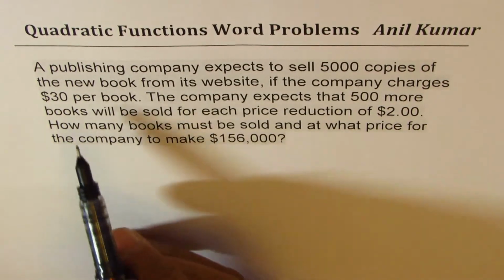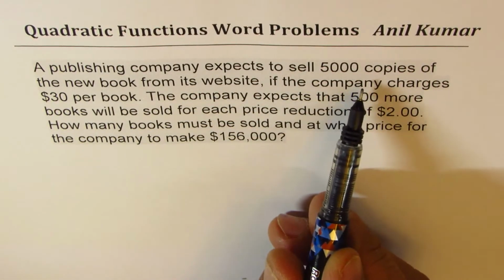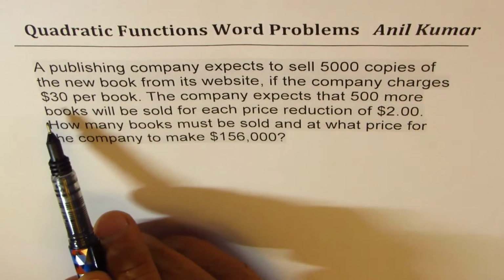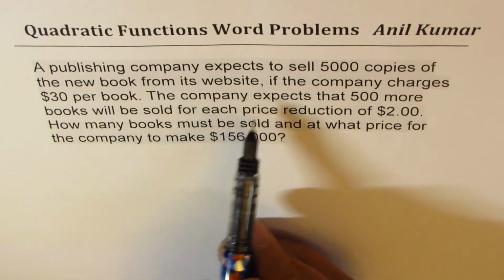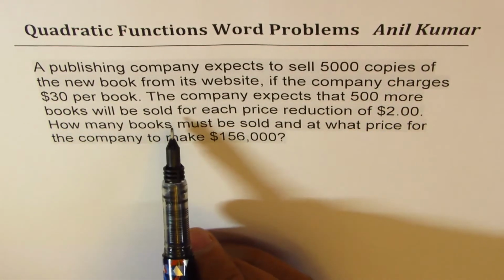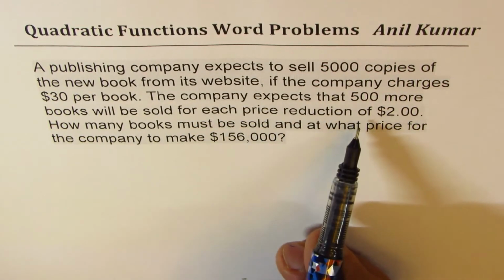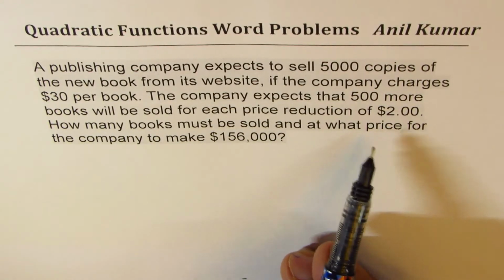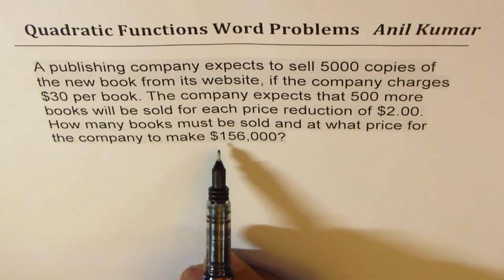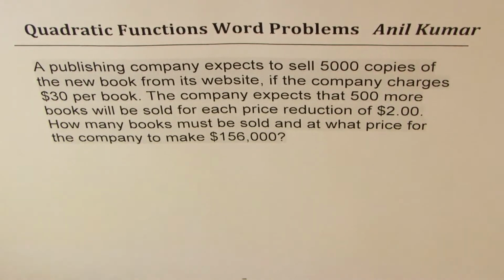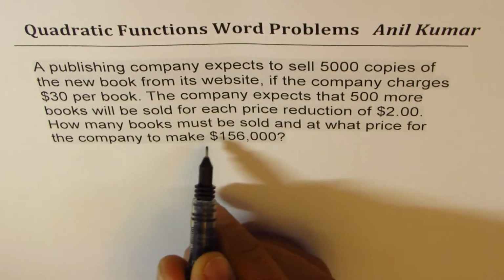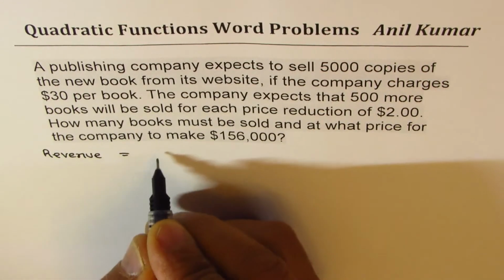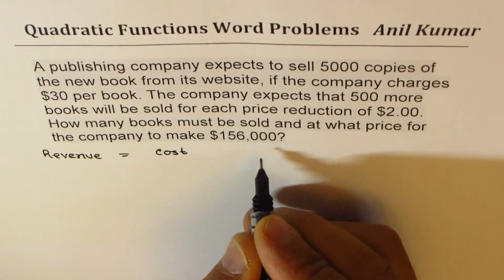It is, a publishing company expects to sell 5,000 copies of the new book from its website if the company charges $30 per book. The company expects that 500 more books will be sold for each price reduction of $2. How many books must be sold and at what price for the company to make $156,000, right? So we have to match revenue of $156,000. What is revenue? Revenue is cost times number of books.